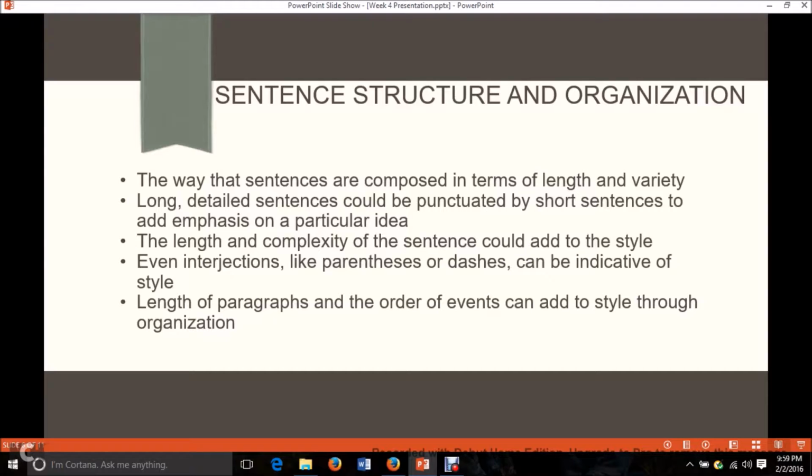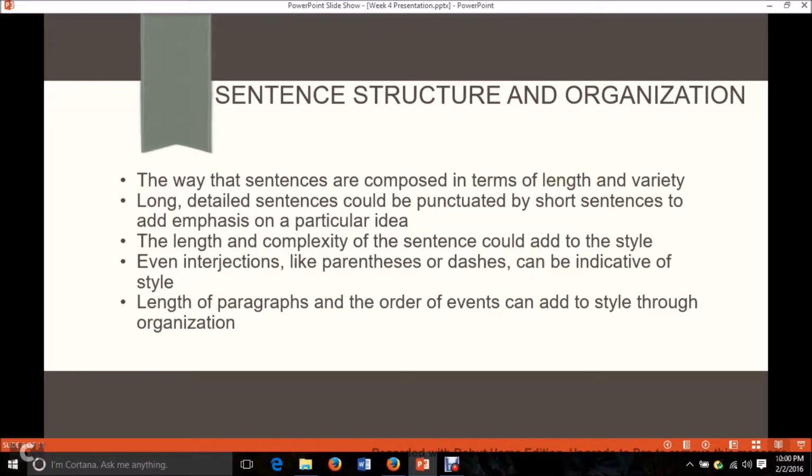Even things like interjections, like parentheses or dashes, can be indicative of a style. Especially when you see parentheses a lot in a writer, you get this idea that the flow of descriptions and ideas in a story are always being interrupted. So you put little parentheses in, and they don't really have to do with what's going on, or they add more or go off on a tangent, and so you see the writer or the narrator interrupting itself over and over again, which can create a certain kind of style.